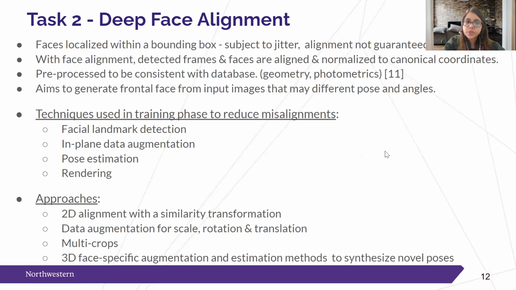And the first step, as I mentioned, was localizing the face within the bounding box. Alignment is not guaranteed because images are subject to misalignments, jitter and noise in the real world. But with face alignment, we can detect frames and faces, and we can normalize them to the canonical coordinates of frontal face views. And this is pre-processed to be consistent with the database. This aims to generate the frontal view at different poses and angles. The techniques that can be used to reduce the misalignments are landmark detection, data augmentation, pose estimation, and rendering. And some common approaches, as we saw in the previous image, were 2D alignment, multi-crops, 3D face specific augmentation, and scale rotation and translation augmentation.